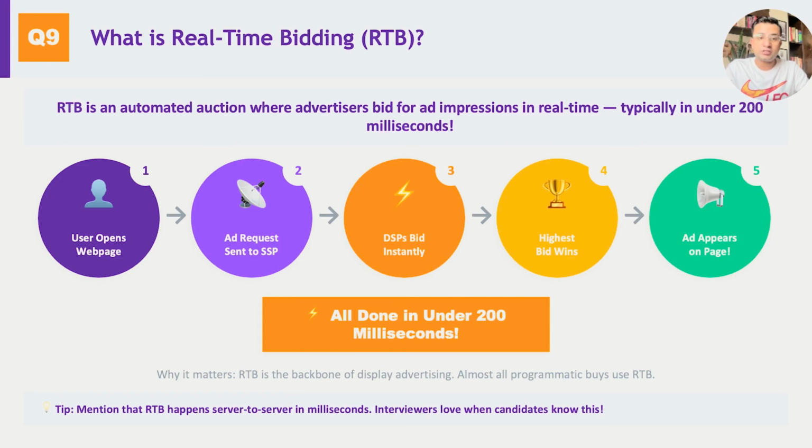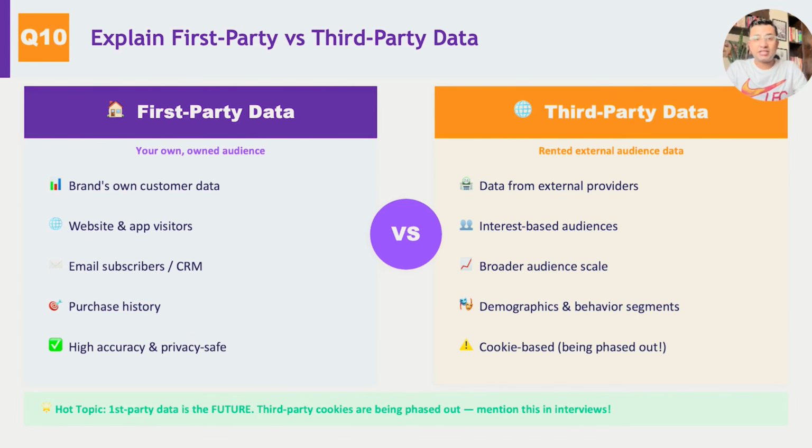Why it matters? Because RTB is the backbone of display advertising. Almost all programmatic buys use real-time bidding. Mention that RTB happens server to server in milliseconds. Interviewers love when candidates know this, that all this is happening under 1 second. Okay, they can ask you, explain first party versus third party data. So you can say, in simple terms, first party data is your own owned audience. Third party data is a rented external audience.